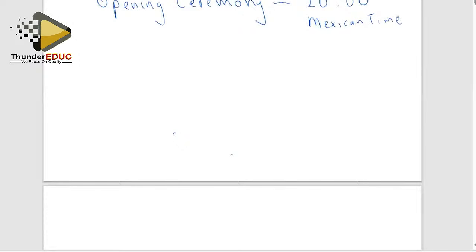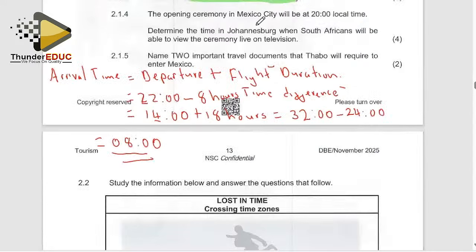Mexican time, which is plus what? Which is minus, minus 6. Now, what does the question require from us? So the question says, determine the time in Johannesburg when South Africans will be able to view the ceremony live on television. So in other words, they're asking, when it is 20:00 in Mexico, what time is it in Johannesburg?